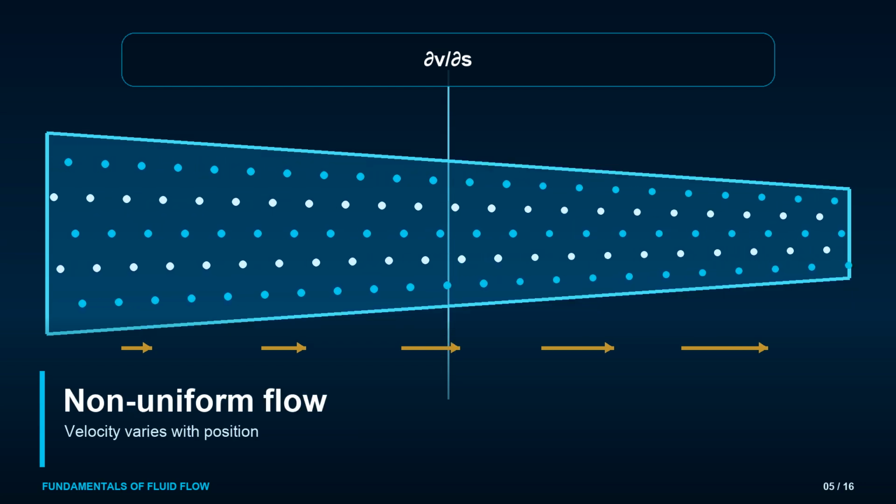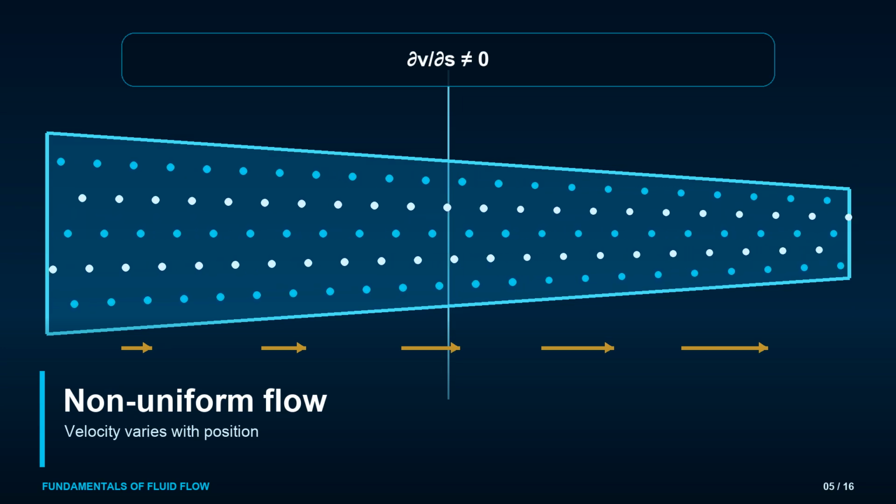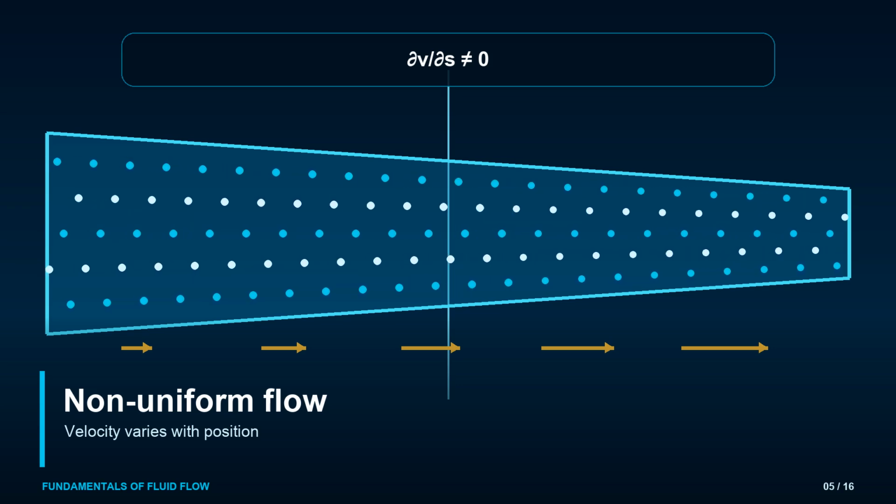In non-uniform flow, velocity changes with position. Flow accelerating through a contracting pipe is non-uniform because the downstream particles move faster than the upstream particles. Flow near a channel transition, pipe entrance, or obstruction is also commonly non-uniform.